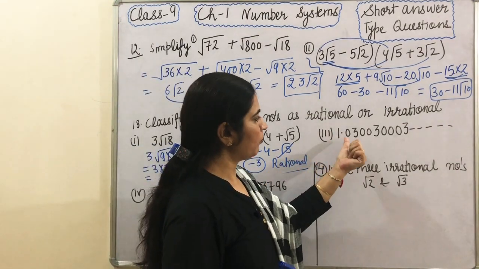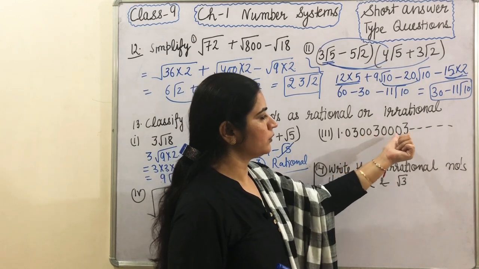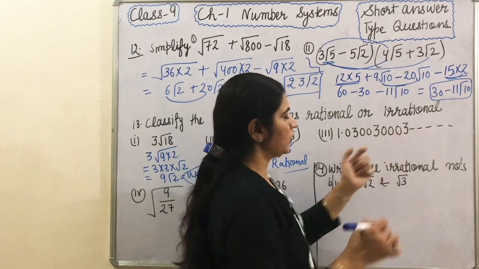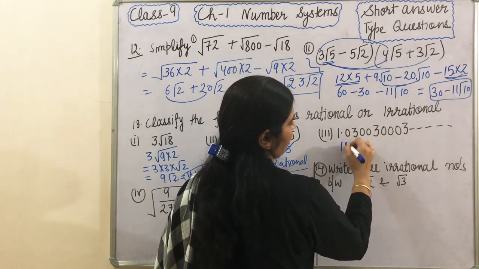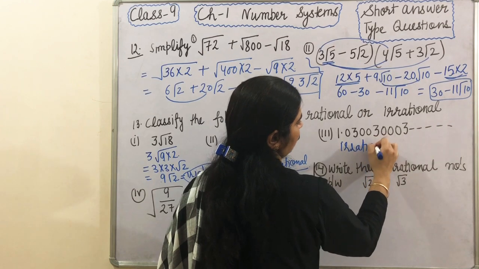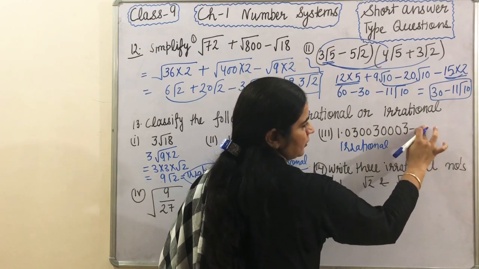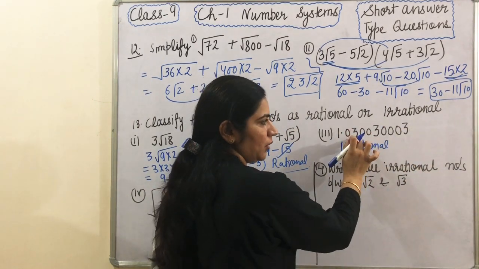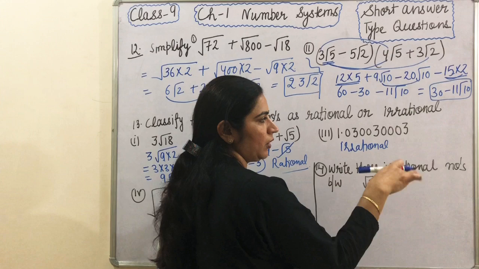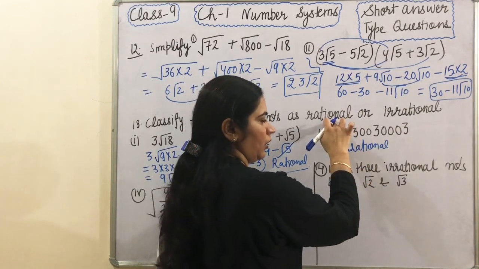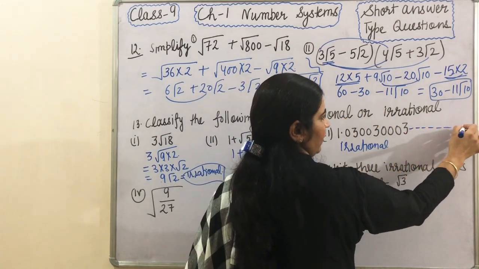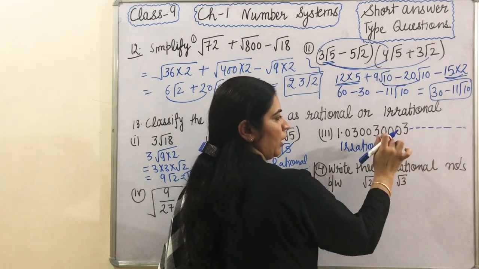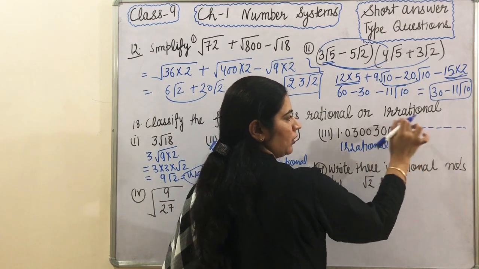Now look at here, 1.03, 003, 0003. This is creating a pattern and dots are also there. So this is an irrational number. Suppose I omit the dots, and after 3 no dots are there, then this number is terminating. Terminating means it is rational, but if dots are applied here, it is an irrational number. Don't forget this thing. You have to just check whether dots are there or not.